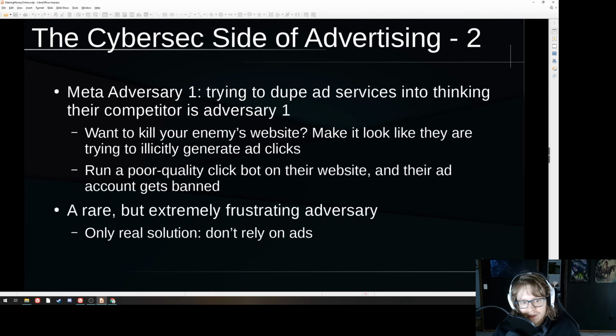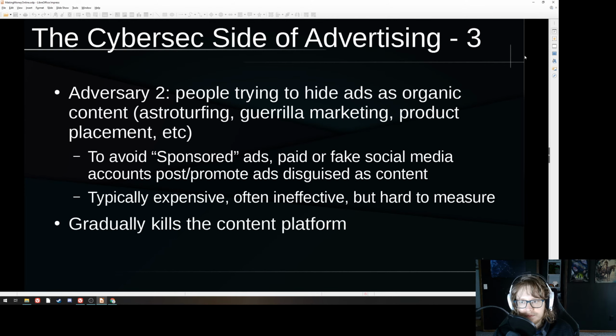It's very frustrating. The only real solution to this is just don't rely on ads for your revenue. All right, then you've got people trying to hide ads as organic content. So you've got your classic astroturfing, guerrilla marketing, product placement. We've all seen those awesome posts on social media. "Just got Taco Bell, hashtag Taco Bell." Totally not sponsored by Taco Bell. So there is sponsored content masquerading as real organic content.